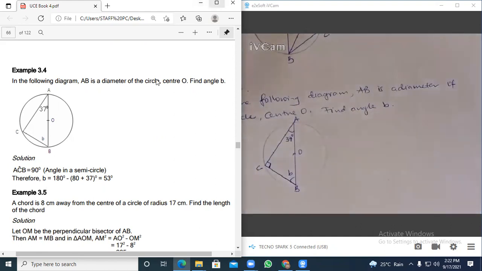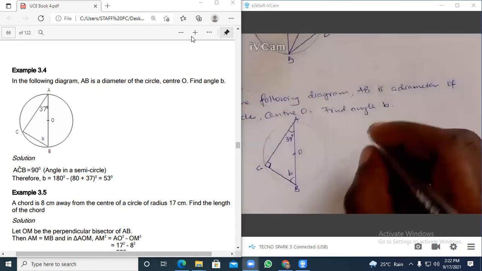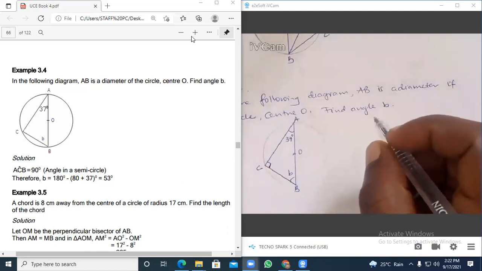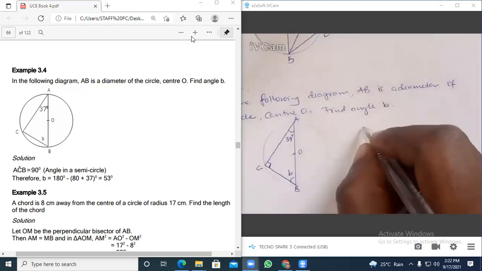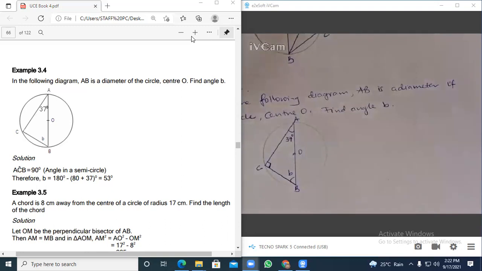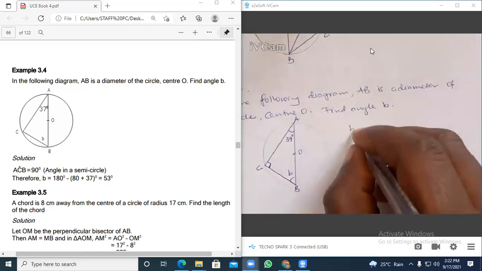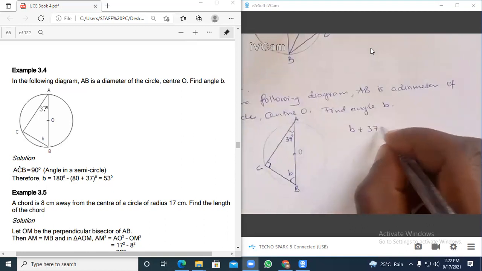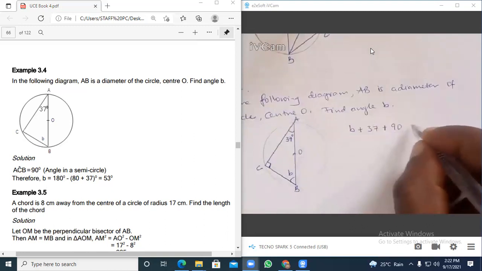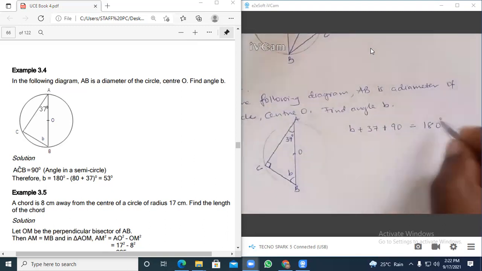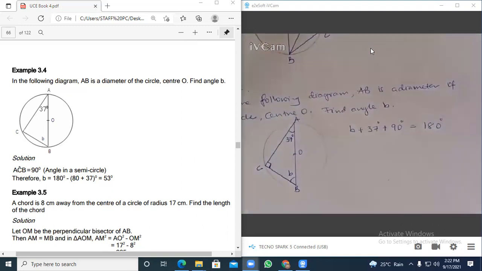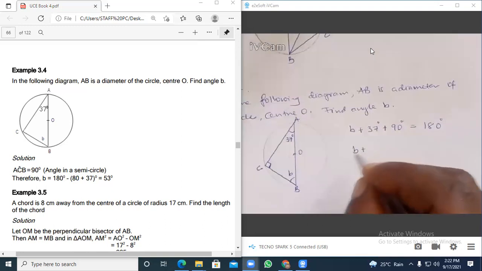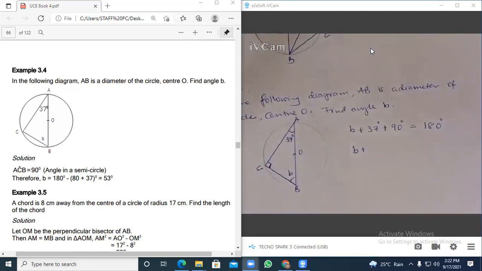Members, are you there? Yes. Angle sum of a triangle is 180. So we shall have B. Okay, I know the problem is network.